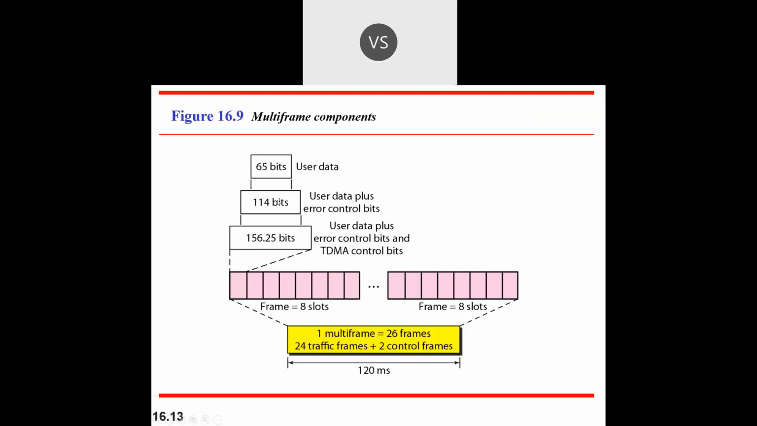For a user, it will give 65-bit data. They add some error bits to give error correction and detection facility. There are extra bits added, then some control bits are added, and then that 156.25 bits is in one slot. ऐसे हर एक चैनल्स के एक स्लॉट मिलते तो एक पूरा फ्रेम बनता है. So we can say 8 slots create one frame, and such 26 frames create one particular 120 millisecond.